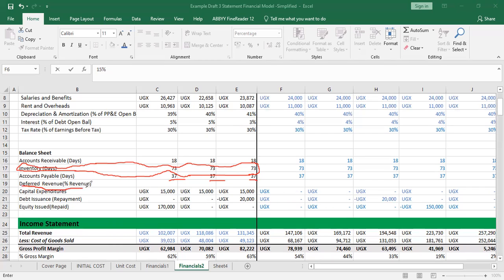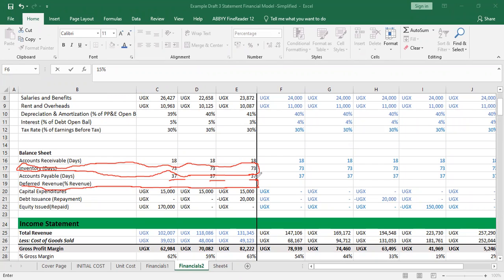Then there is this deferred revenue. I'm just going to mention it. I don't know if there's any business which experiences it. There are some of you who receive money in advance before delivering a service. When you receive money in advance before delivering a service, we call that deferred revenue, because now it becomes a debt you owe the person you are supposed to deliver the service to. That money is called deferred revenue.